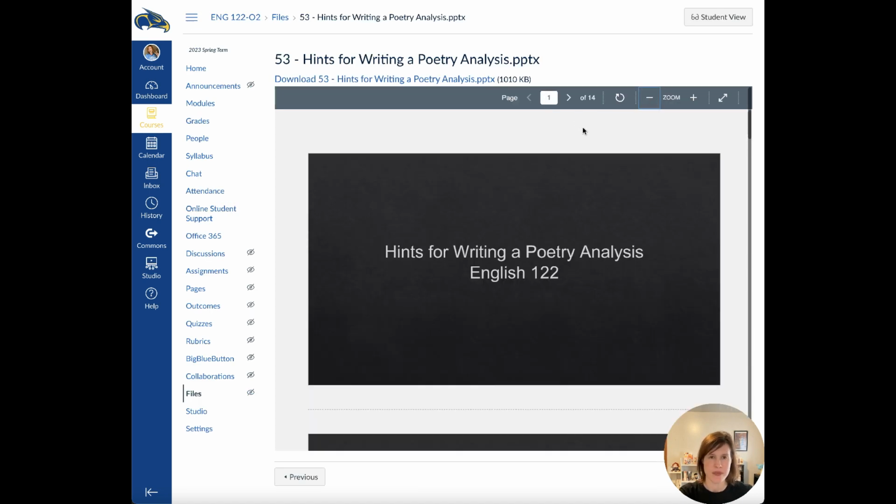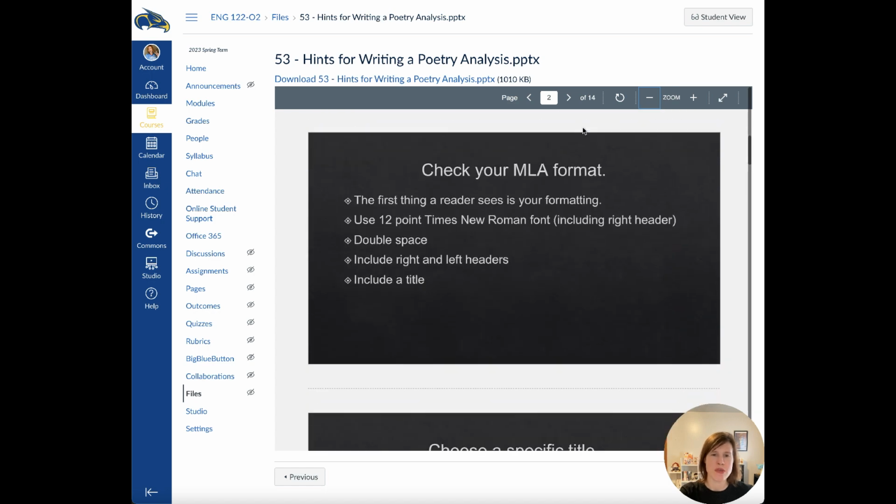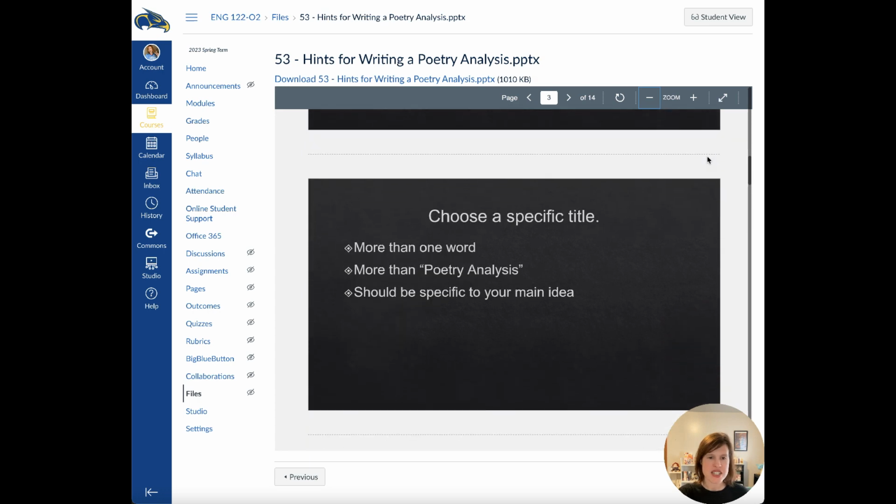So first of all, check your MLA formatting. Usually the first thing your reader will see is how your paper is formatted, whether that's indentions, a title, whether it's double spaced, 12-point Times New Roman font, using headers, meaning that you have the page numbers listed, things like that. So check your MLA formatting. If you have questions about this, you can refer to our citation presentation, or you can email me to ask as well.